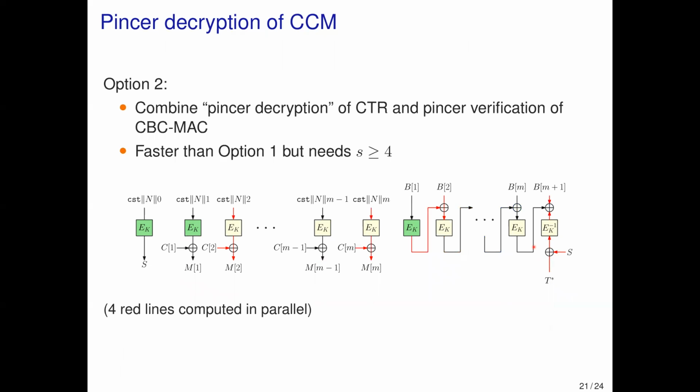The second option combines the pincer decryption of counter mode and pincer verification of CBC MAC. Here, pincer decryption of counter mode means we decrypt the top and bottom ciphertext blocks. It is faster than option 1, but needs S larger than 4. And this picture illustrates how it works. After computing these green boxes, we can compute these 4 red lines in parallel.